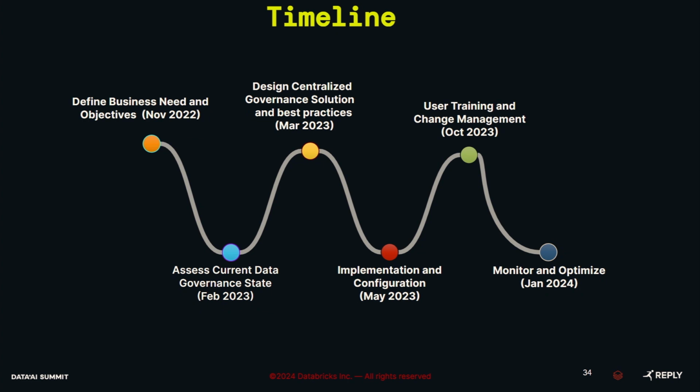So we started this project in November 2022, defining the business need, the goal, and the objective for this project. After that, in February 2023, we defined an assessment of data governance set inside the CNH. Then in March, we started designing the solution and defining the best practice. In May, we started the implementation and configuration of the solution. And finally, in October and November, we finished. And at the start of this year, we monitored the solution and made some changes inside the new approach, the new solution.